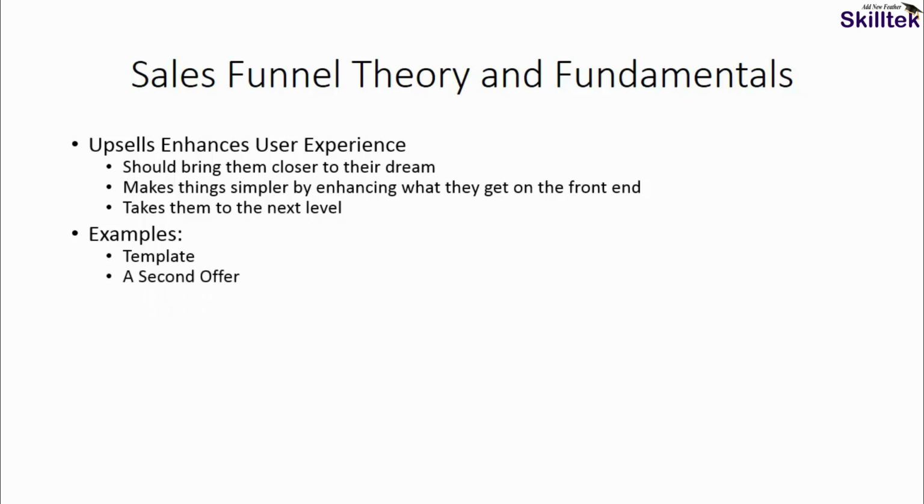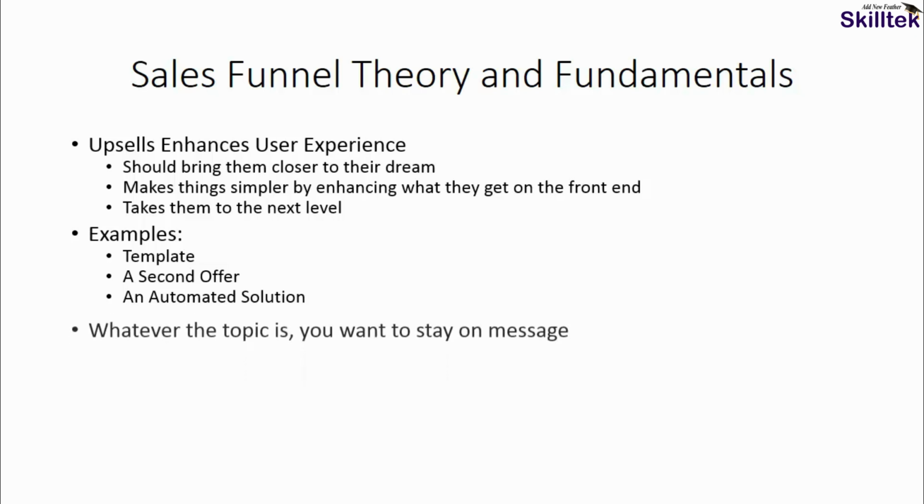A second offer. So in some cases where you are selling perhaps PLR, where their primary motive is to generate profit with the front end, you can give them another offer to double their profit. You can give them an automated solution. So where in the front end, you taught them how to solve a problem, and then in the back end, you give them some kind of automated or software solution that will help them to speed up the process.